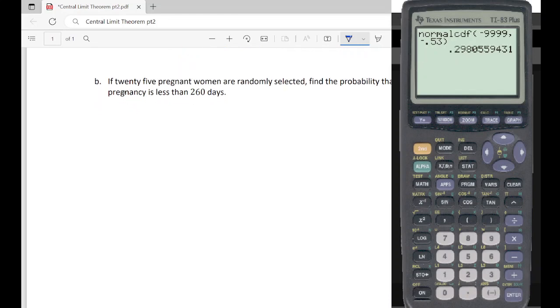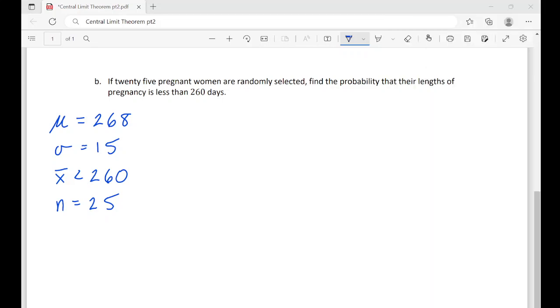Now, if 25 pregnant women are randomly selected, find the probability that their lengths of pregnancy is less than 260. So again, we need to know our mu, which does not change from the previous part. So 268, our sigma, same, 15. Our x bar is still going to be less than 260, but this time n is our group, which is 25.